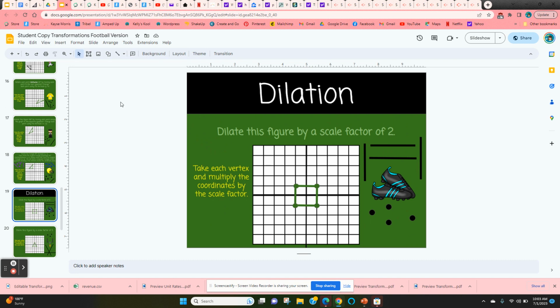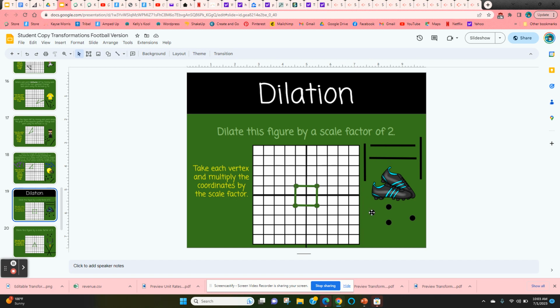Then we move on to dilation. Dilation is changing a figure by a scale factor. So it's going to remain the same shape, but a different size. So this one, if we dilate by a scale factor of 2, that means we take each one of the coordinates of each point and multiply those coordinates by 2 because it's a scale factor of 2.